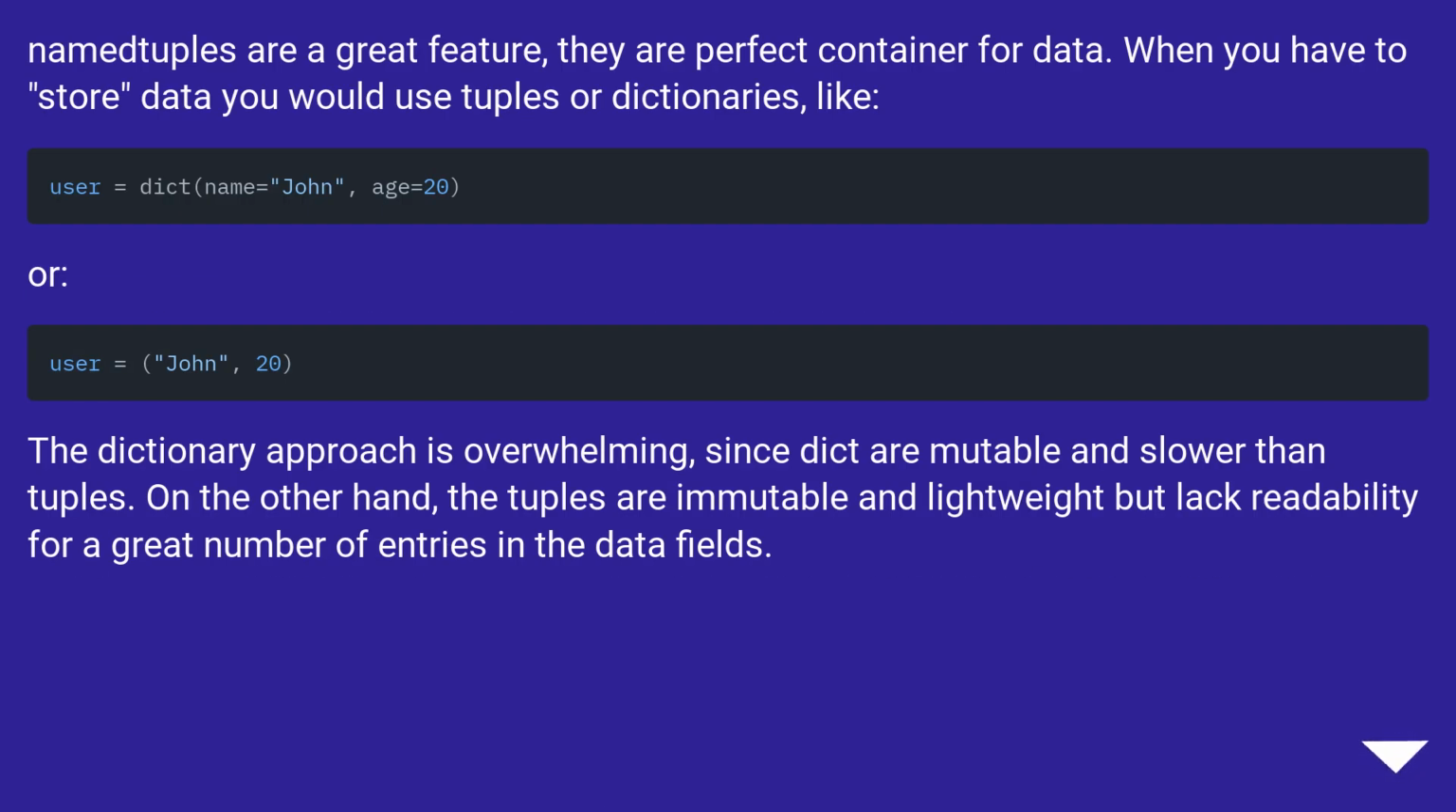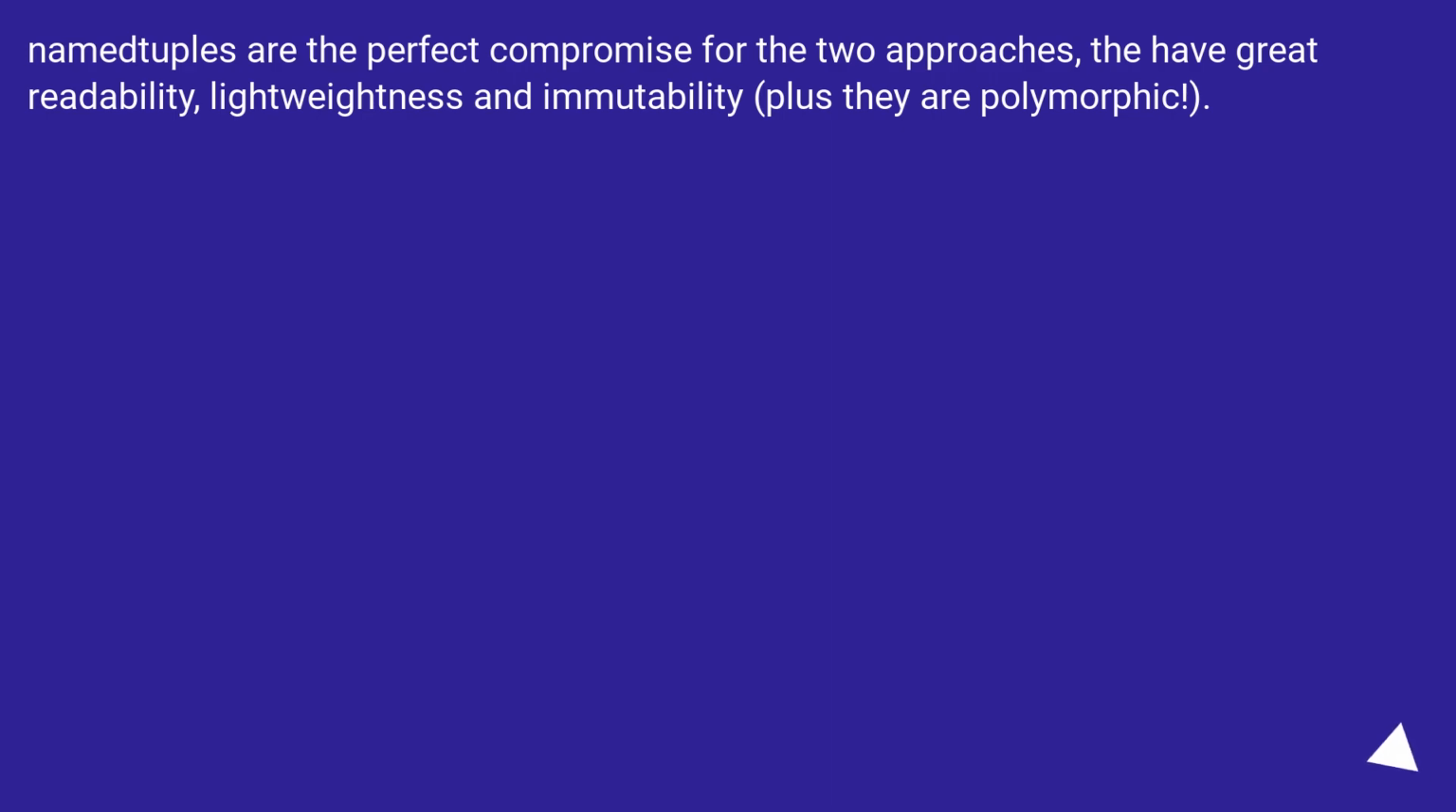Namedtuples are a great feature, they are a perfect container for data. When you have to store data you would use tuples or dictionaries. The dictionary approach is overwhelming, since dicts are mutable and slower than tuples. On the other hand, the tuples are immutable and lightweight but lack readability for a great number of entries in the data fields. Namedtuples are the perfect compromise for the two approaches. They have great readability, lightweightness and immutability, plus they are polymorphic.